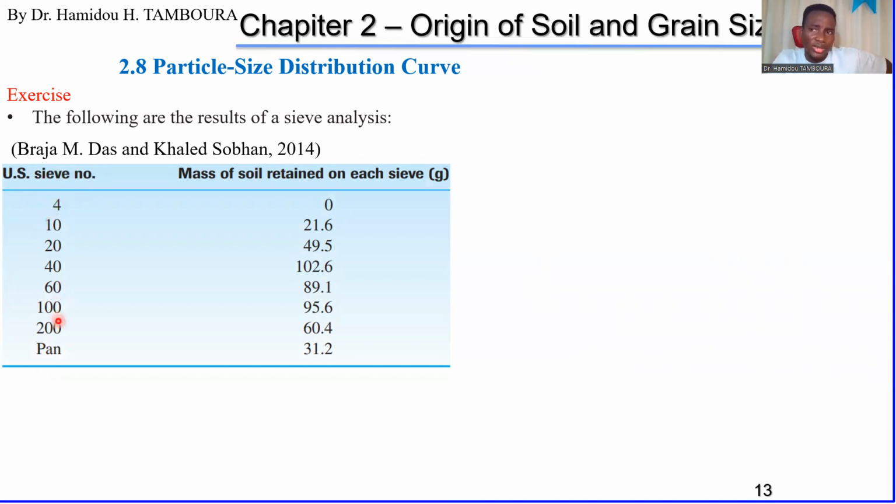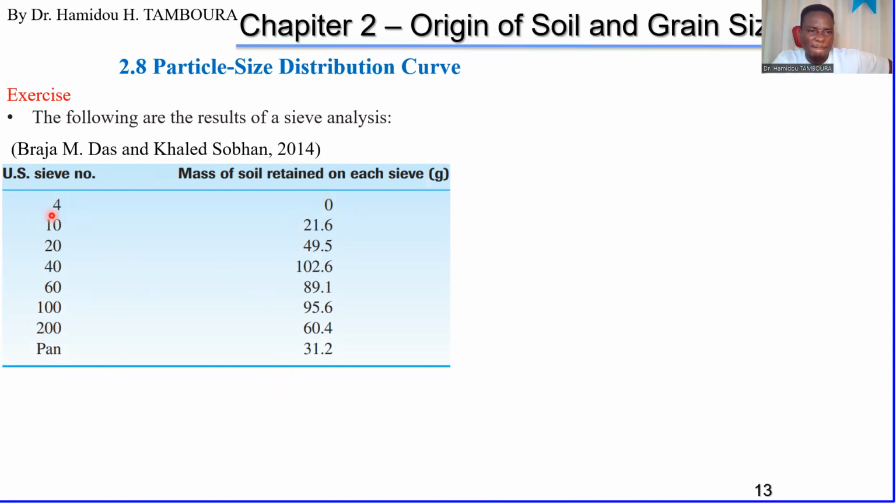So it's not any time we have to use all of the sieves. Here they have used only this, but this one is very important. They receive 200. It's very important because it's the soil that will go through this one. We will take it to do the hydrometer analysis.